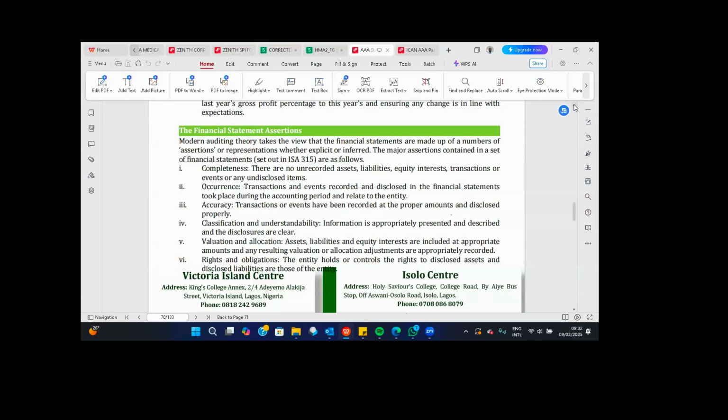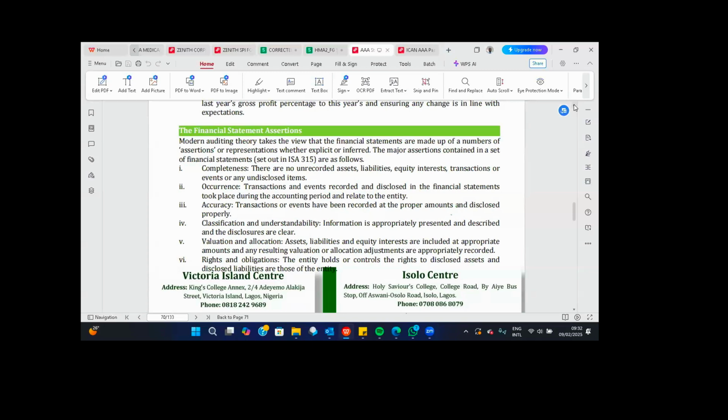Occurrence is relating to only the assertion based on transactions and events. And what that means is whether those transactions posted in the financial statements actually exist or occur. We talk about occurrence. Accuracy, we are talking about ensuring that all transactions posted on the financial statements are posted correctly. The amounts are not transposed. They are posted correctly.